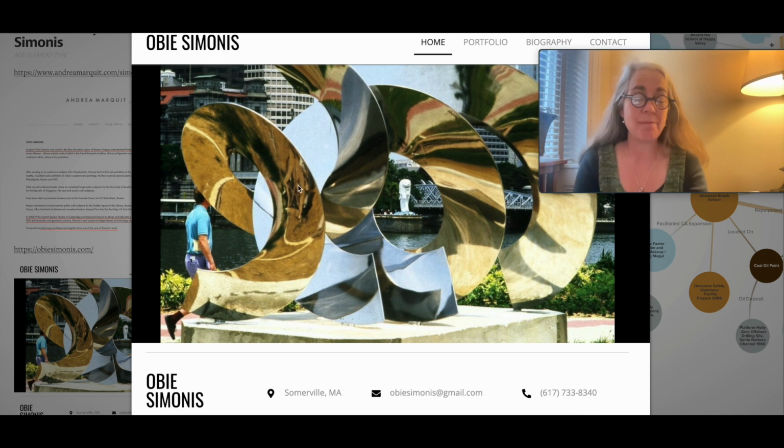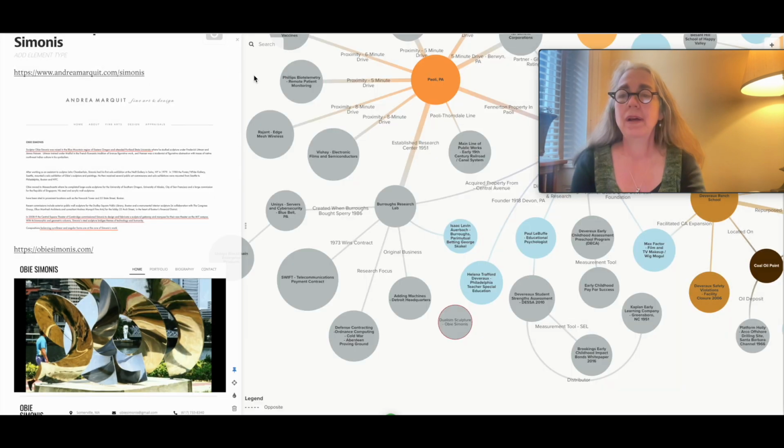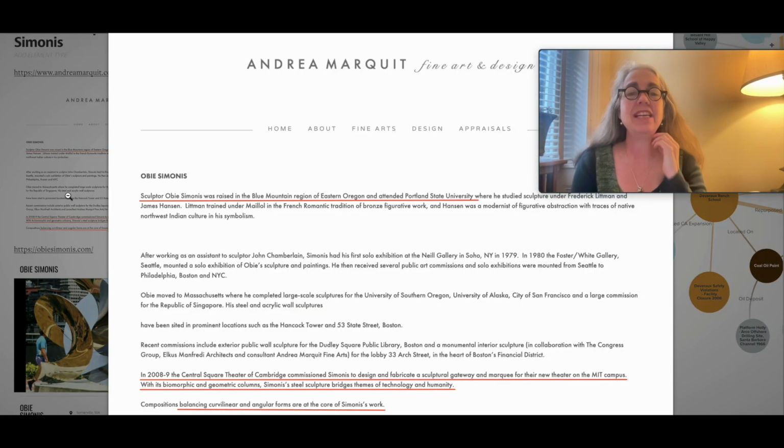He spends his time between Massachusetts and the West Coast. So he grew up in Eastern Oregon and attended Portland State and studied sculpture. And it said that he studied under Frederick Littmann and James Hansen. And Littmann trained under Maillot in the French Romantic tradition of bronze figurative work, and Hansen was a modernist but had traces of native Northwest Indian culture in his symbolism.